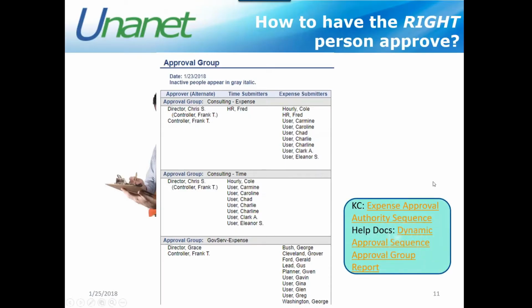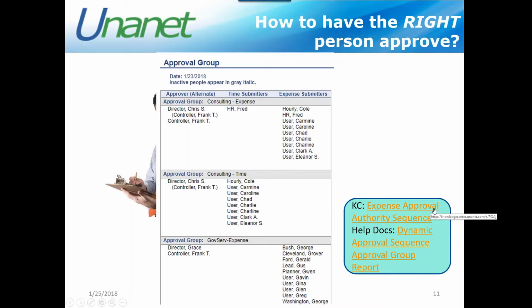Again, I've given you some links to help you understand a little bit more about approval groups, but I also have given you something that's a little bit more in-depth on approvals, and we really don't have time in this particular webinar to go in depth.